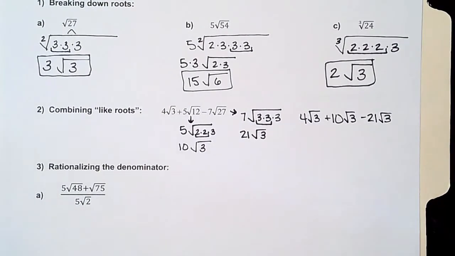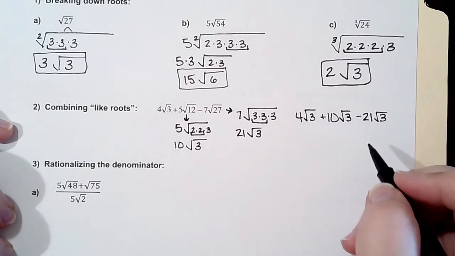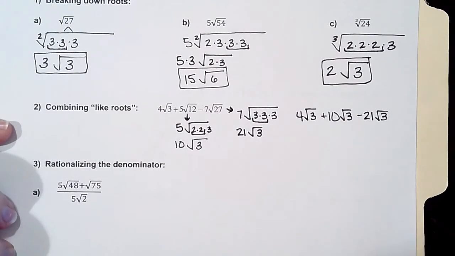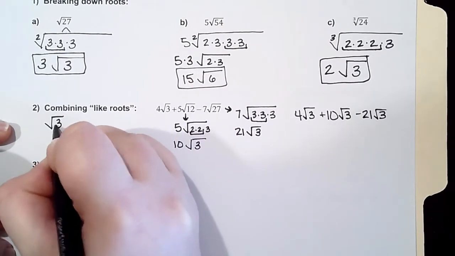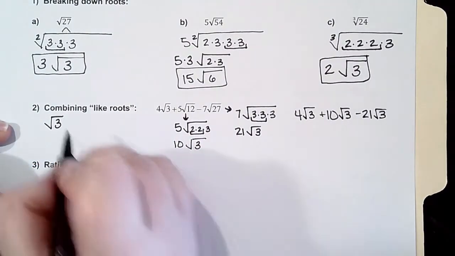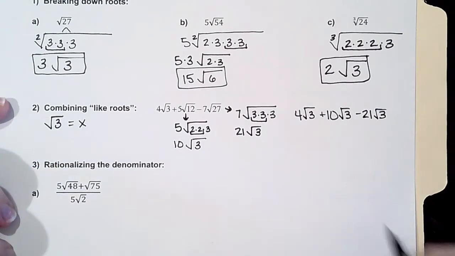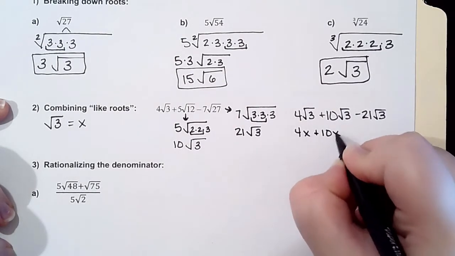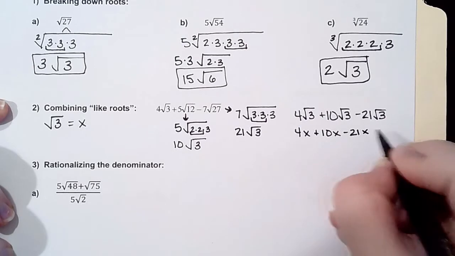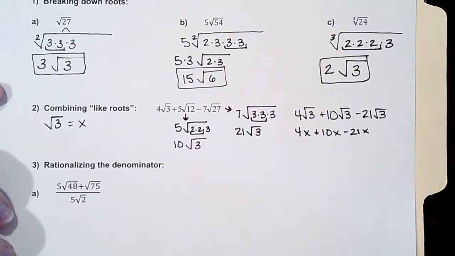And a lot of people get confused by all of the radicals going on here, but the way that I like to think about this, and one of the ways that I thought about it in college, was something called substitution. Instead of working with this idea of a square root of 3, I would replace that with an x in my problem. So that would look something like this: 4x plus 10x minus 21x. This would allow me to see only the coefficients instead of being confused by the coefficients and the radicals.